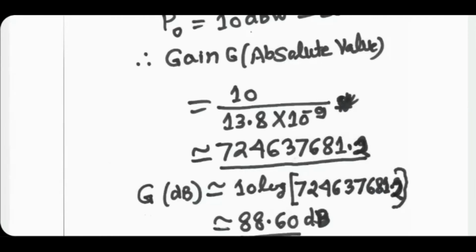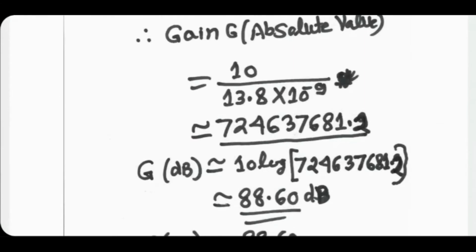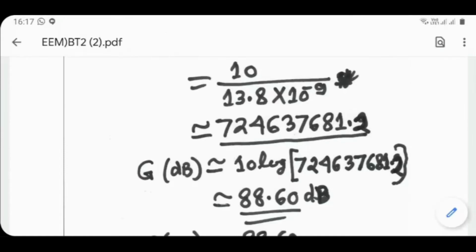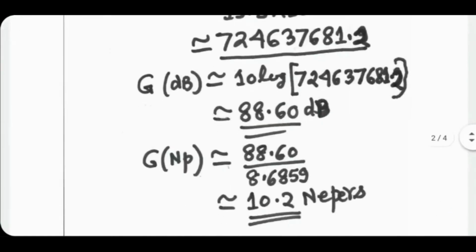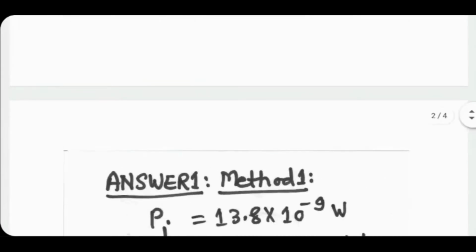To convert that gain into dB, you take log of this number and multiply it by 10. You should get 88.60 dB gain. And then you know how to convert it into Nepers. You divide the dB value by 8.6859. That should give you around 10.2 Nepers. That's one way of looking at the problem.